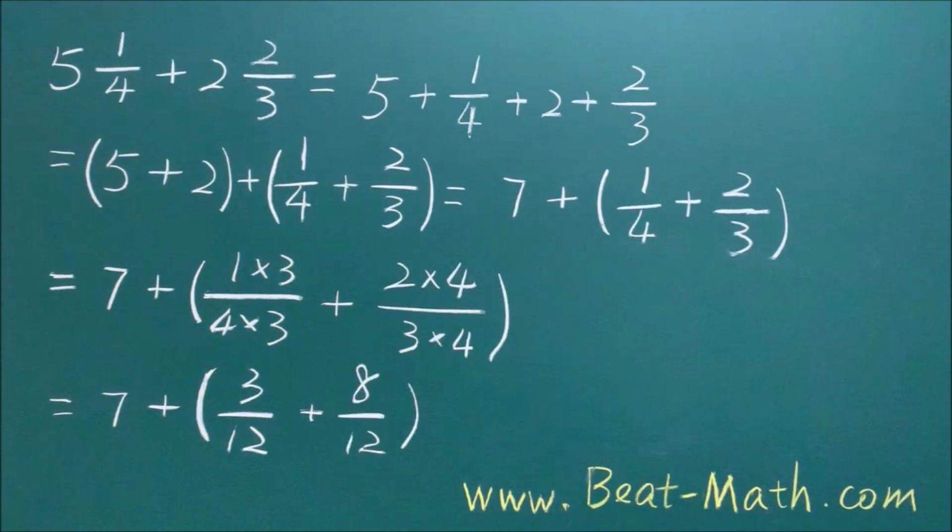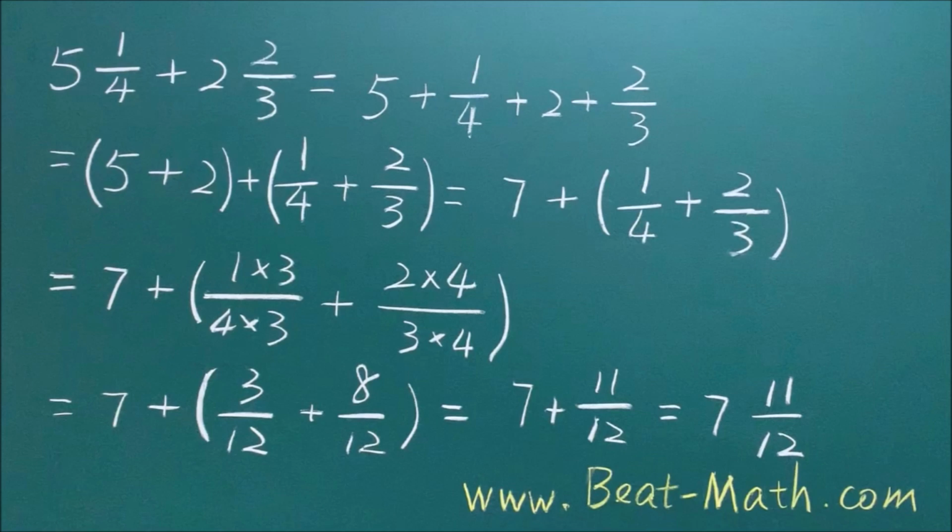Now both fractions have a common denominator that allows us to add the numerators. Let's add them together. 3/12 plus 8/12 equals 11/12. You got it. Just like that, we did it.